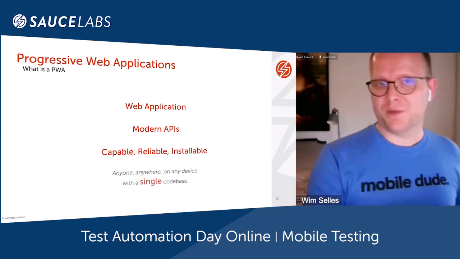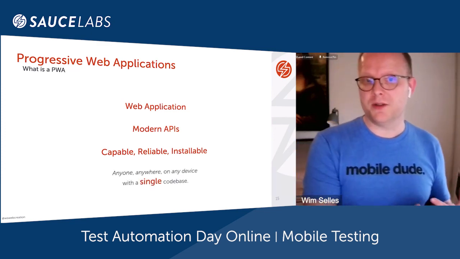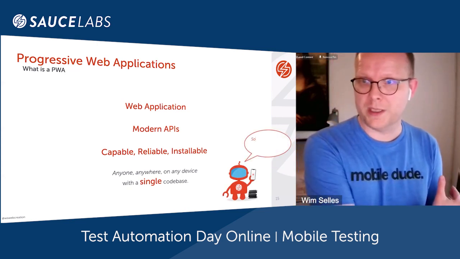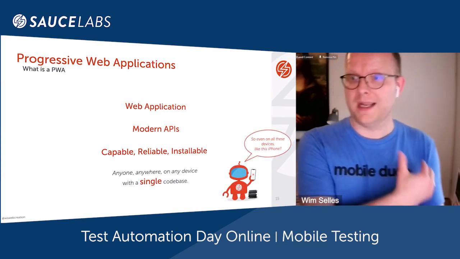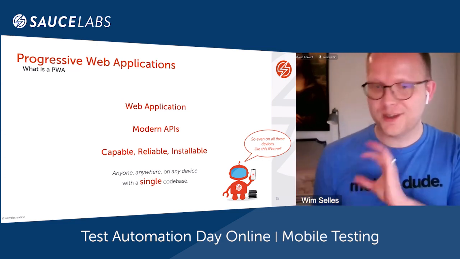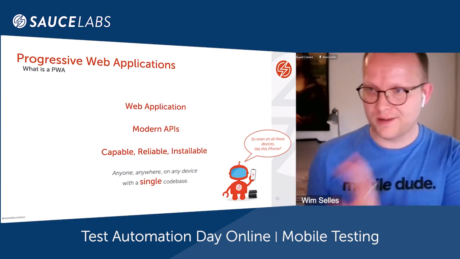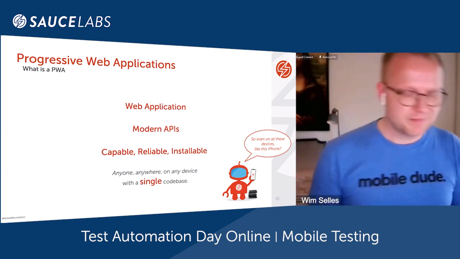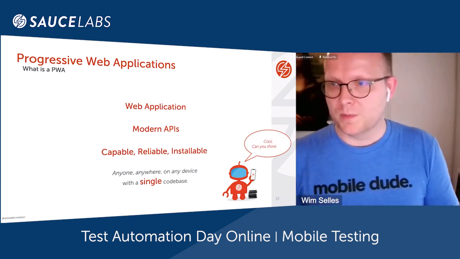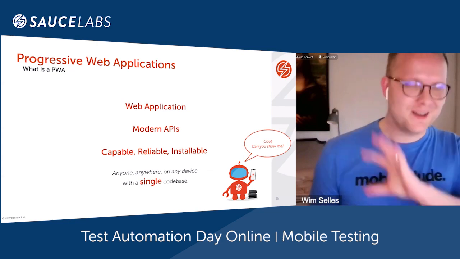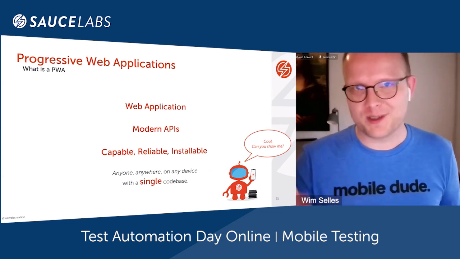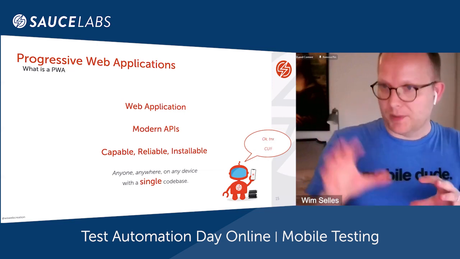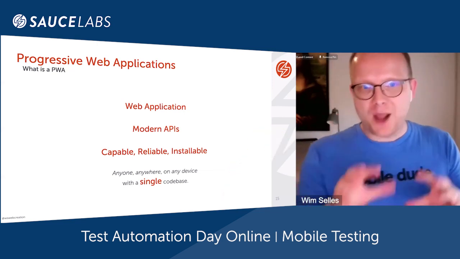But the advantage of this is that with progressive web applications, you can reach anyone, anywhere, on any device with a single code base. So even, hi there. Yes, you can use it on every phone you want. Doesn't matter, this iPhone or a different iPhone, whatever. But no problem, I will show you in a few seconds what a progressive web app is. Okay, yeah, see you, goodbye.